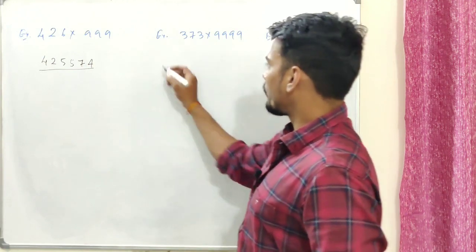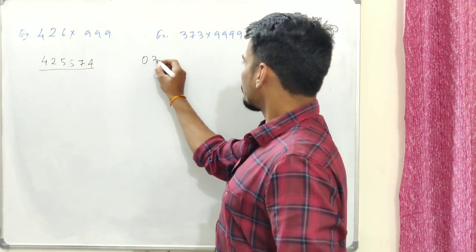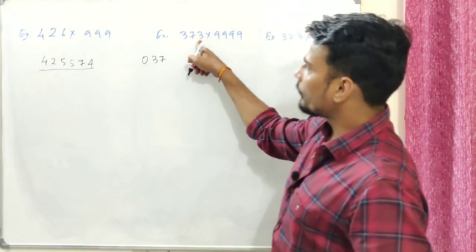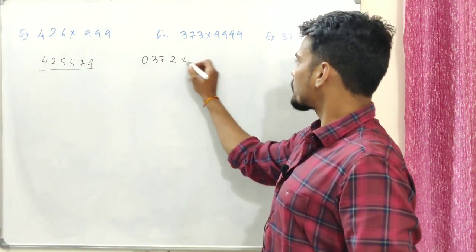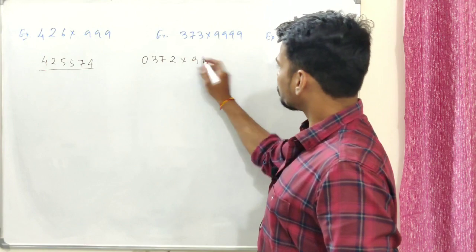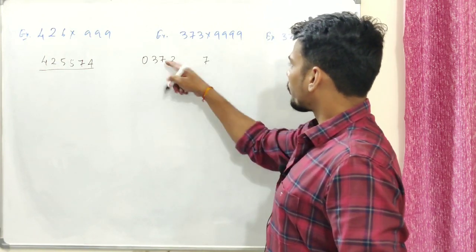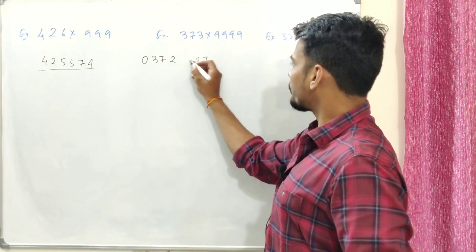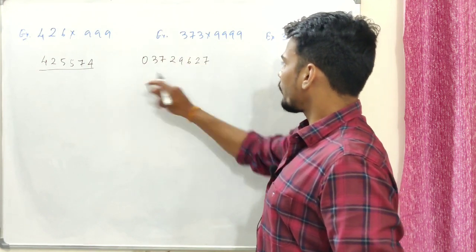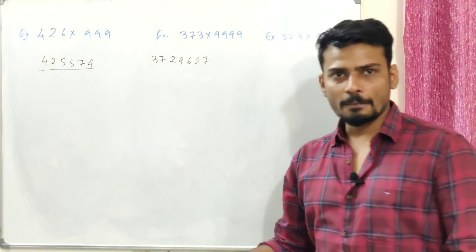When we have more number of 9s, I'm going to do the same thing. I'm going to write 0 3 7. I'm going to subtract 1 from here. I'll be having 2 times 1 2. I would just subtract: 9 minus 2 is going to be 7, 9 minus 7 is going to be 2, 9 minus 3 is going to be 6, 9 minus 0 is going to be 9. I'm going to remove this 0. We are done with that.